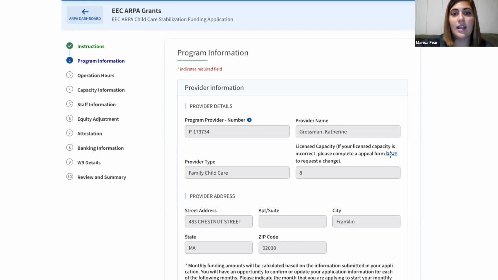So I saw a couple questions about when you're open or closed, or if you're eligible for the grant or not. That's a great spot where you can file an appeal. You can also file an appeal for staff information for your equity adjustment if you feel as though that does not accurately reflect your program. And then if you're in the middle of an address change, that was another option for filing an appeal.